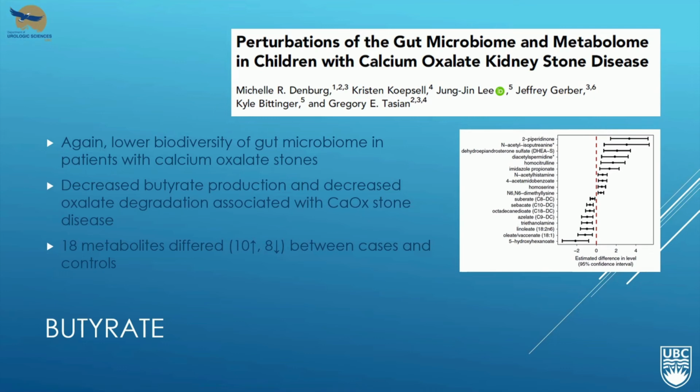Additionally, when they were looking at the metabolomics of this part of the study, they also found 18 different metabolites which were found in different levels between the two groups, with 10 having increased and 8 having decreased in stone formers compared to their normal healthy counterparts.